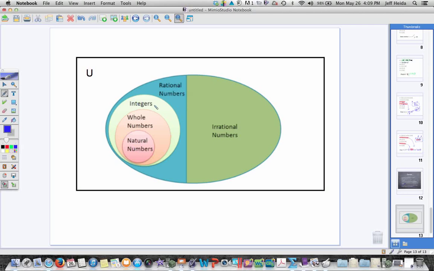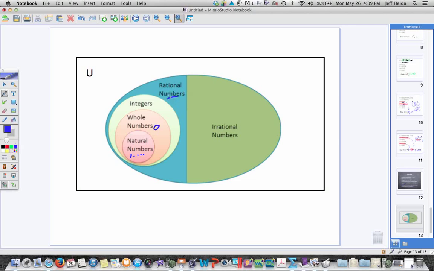So one last slide just to show you a Venn diagram. You have the integers in yellow, and inside of the integers you have all the non-negative integers, which are whole numbers: 0, 1, 2, 3, 4, dot, dot, dot. Inside of whole numbers you have natural numbers, which start with 1. They're all the positive integers. So this is 0. This is 1, dot, dot, dot.